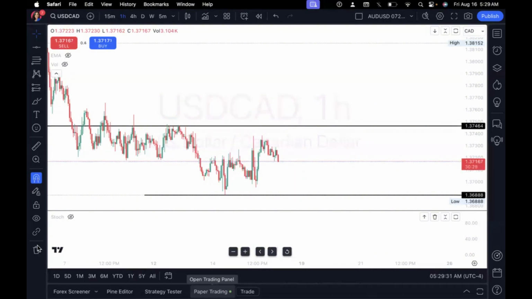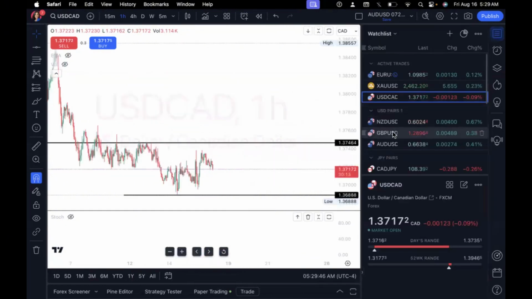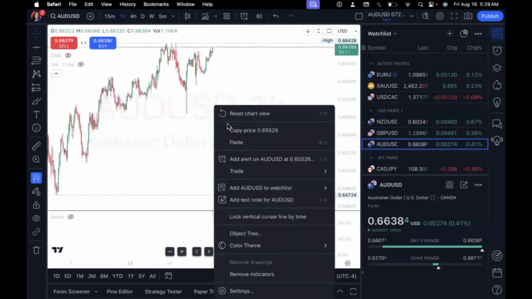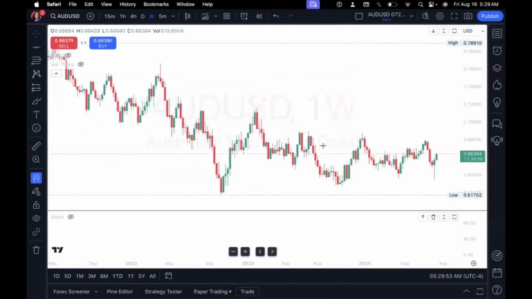So doing a weekly analysis doesn't have to be hard at all. You just have to figure out where's your weekly resistance, where's your weekly support, and then go to your smaller time frames to find a better entry. So we'll look at one more chart. Let's look at AUD USD, for example, and we're going to do the same thing.